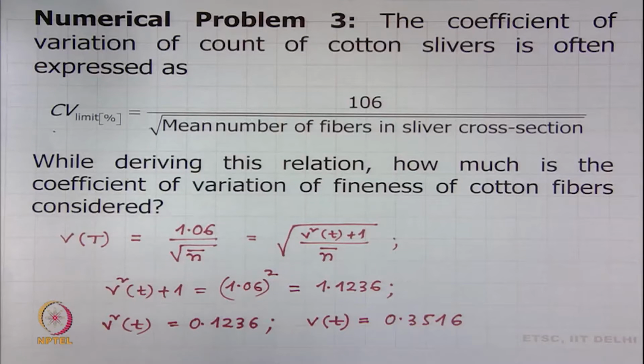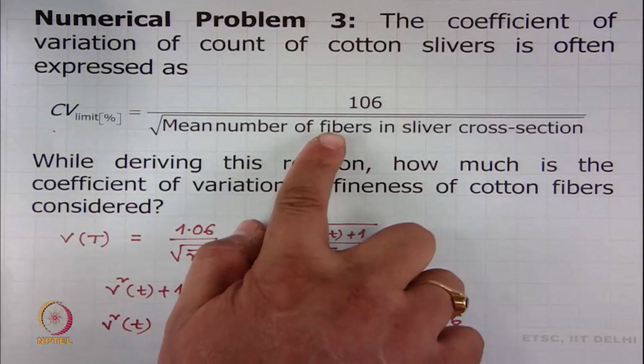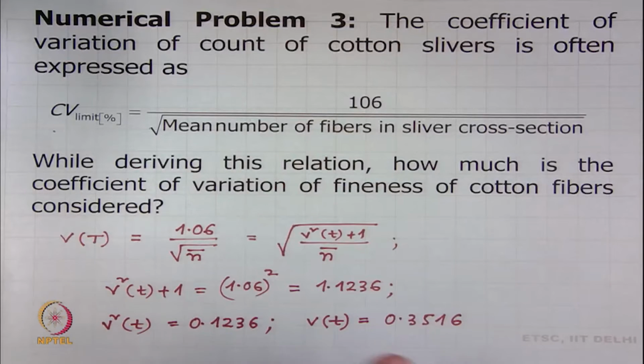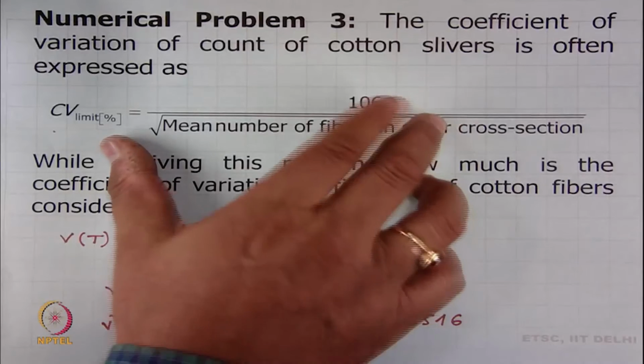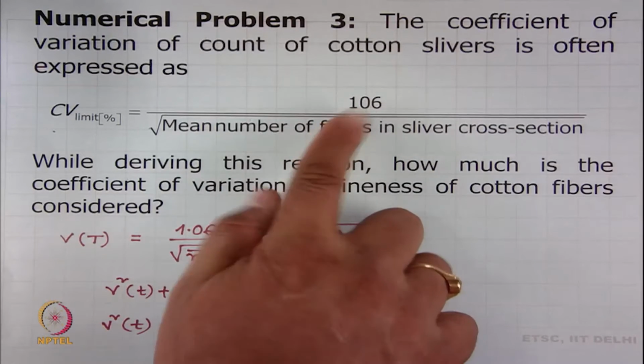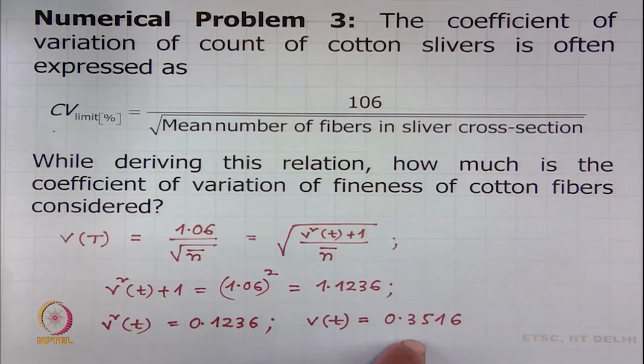So, you see that this particular expression is valid for cotton sliver when the coefficient of variation of fiber fineness is 35.16 percentage. But often we think that this expression is valid for all cotton fibers, irrespective of the variety of cotton used to produce those slivers, which is not correct. So, this expression is true if this is the CV of fiber fineness.